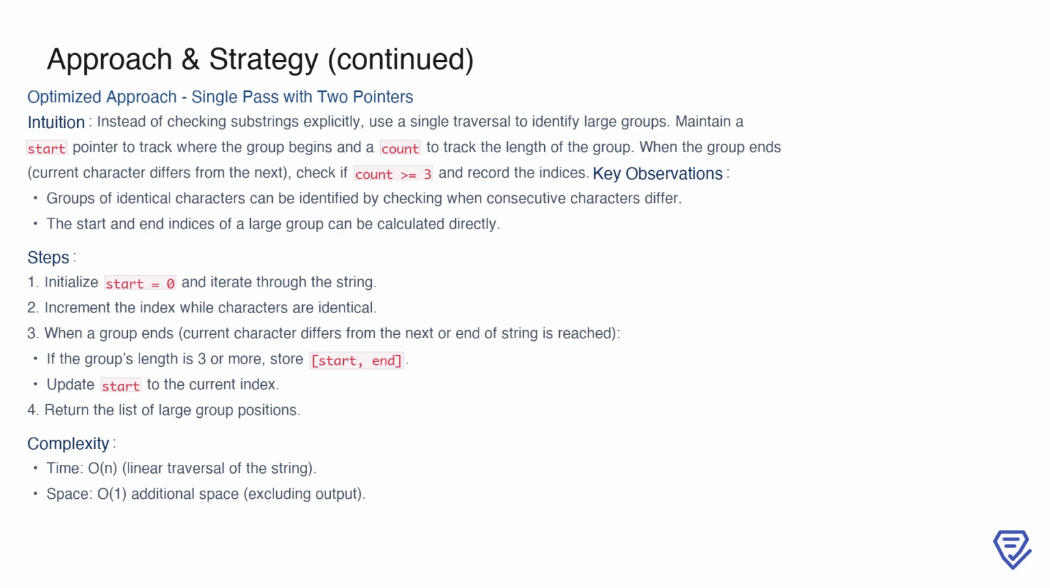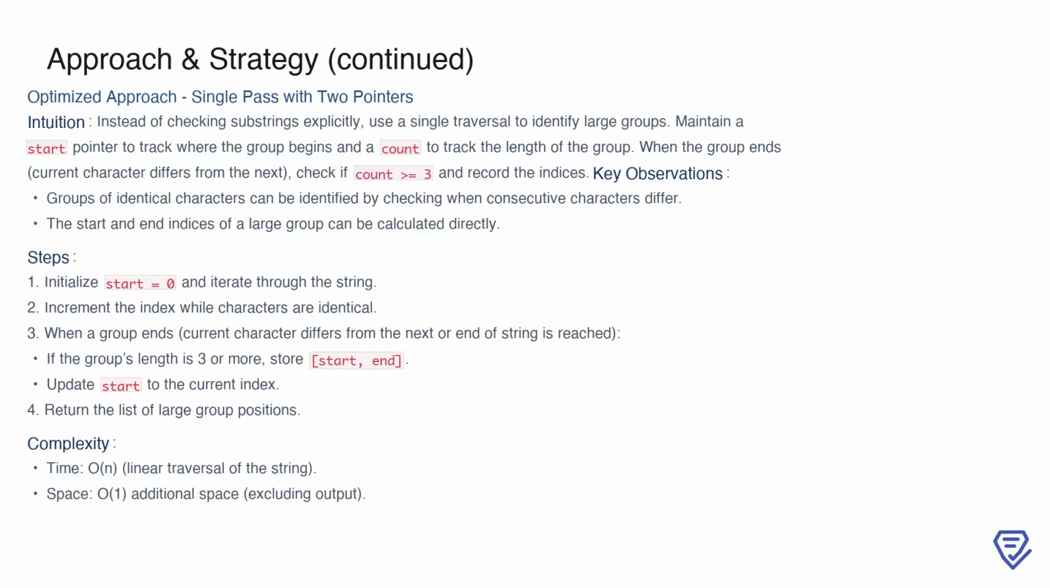In this optimized approach, we eliminate the need to explicitly extract substrings by leveraging the fact that groups of identical characters can be detected when consecutive characters differ. The idea is to use a start pointer to track the beginning of a group and a count variable to keep track of its length as we iterate through the string. When we encounter a transition, either at the end of the string or when the current character differs from the next, we check if the group's length is 3 or more.